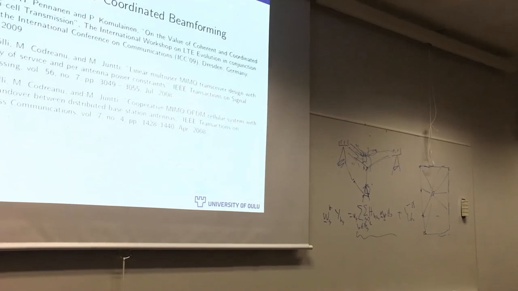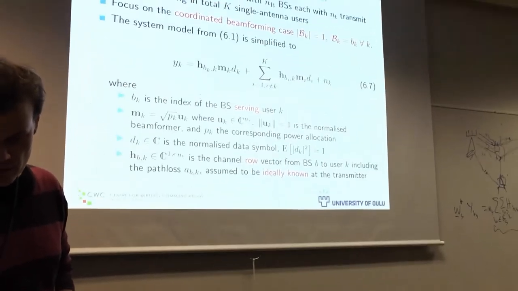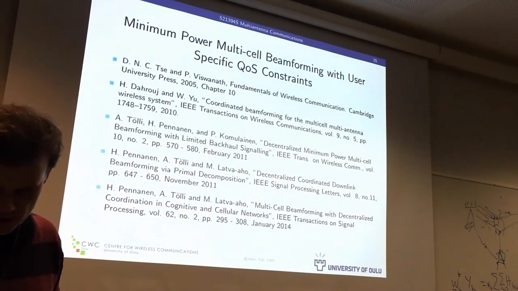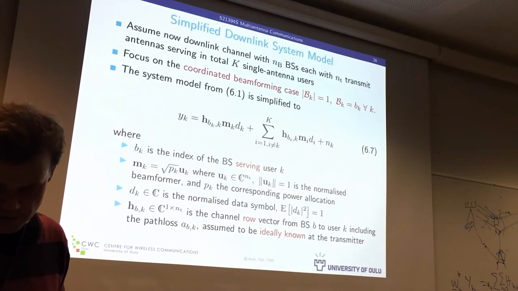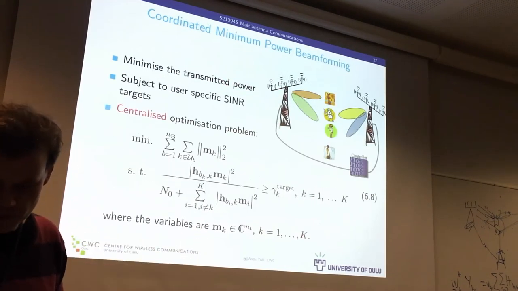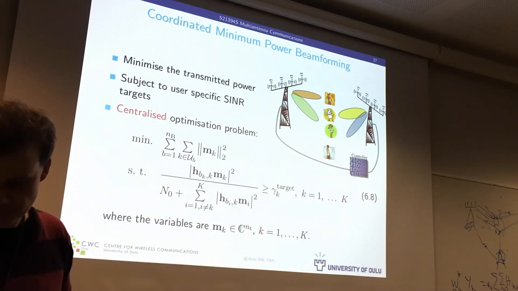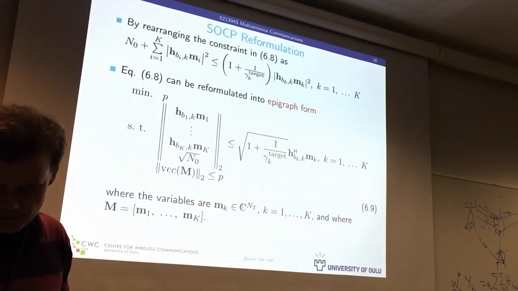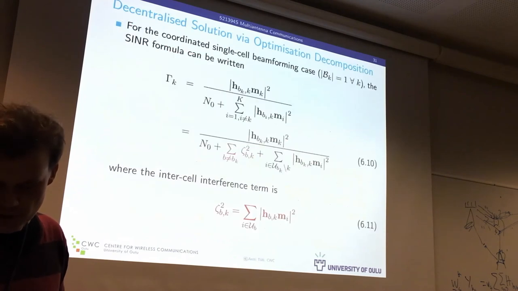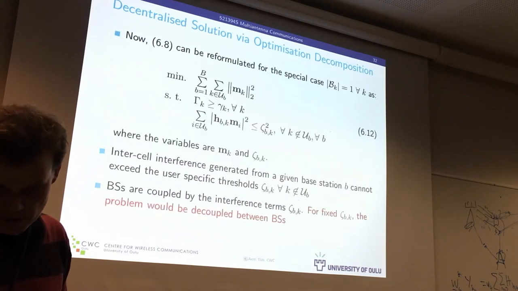Okay, let's take a break here and continue tomorrow with some numerical comparison, and then we will move on to minimum power multi-cell beamforming with user-specific quality of service constraints. Go back to the good old minimum power beamforming, but now across multiple cells, and discuss this decentralized solution, which will be your project in the end, something related to this.